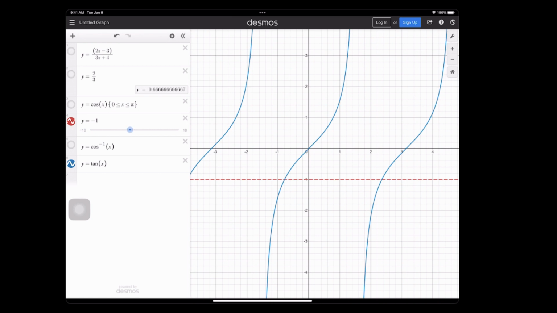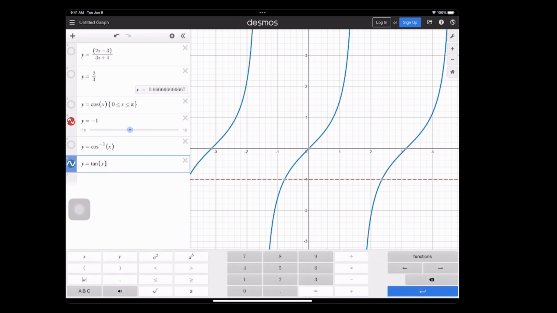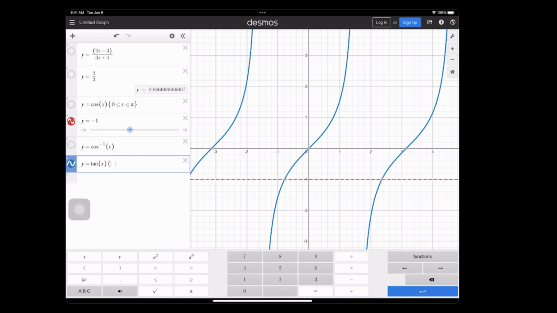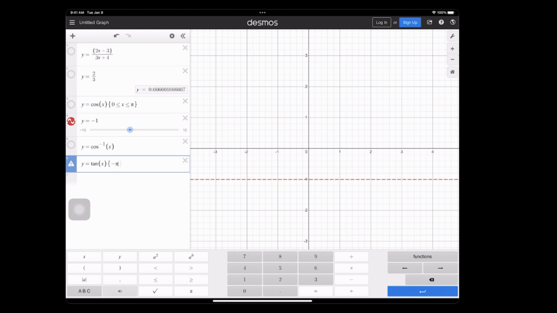So we have to restrict the domain. Now, how we restrict the domain for tangent, to make it one-to-one, we got to restrict the domain. So let's do that here. We're going to do from negative pi divided by 2 less than x less than pi divided by 2.